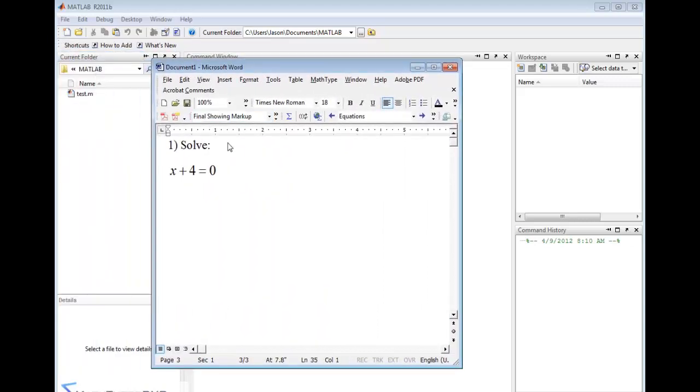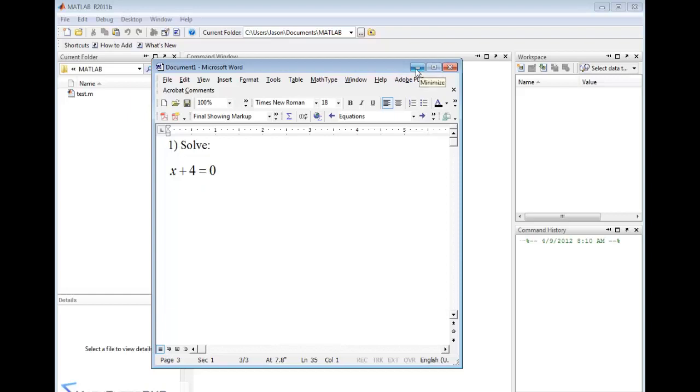Now if we're going to solve an equation like this, something simple, you know what the answer is. X has to be equal to -4. If we want to solve it, the easiest way is to realize that we have something on the left equal to 0. So really, we're asking for the roots of this equation. We're trying to find out when this equation crosses the x-axis. That's going to be when this is equal to 0.